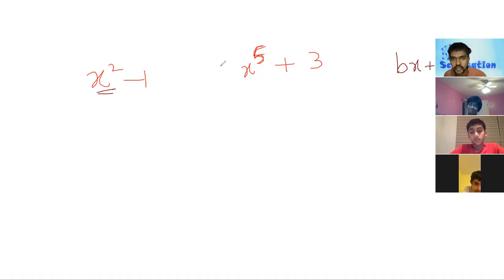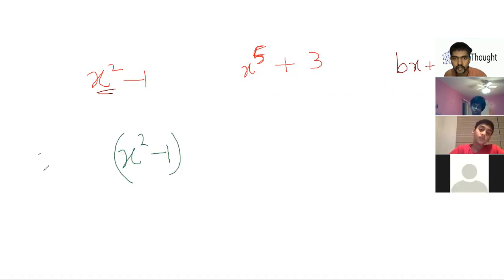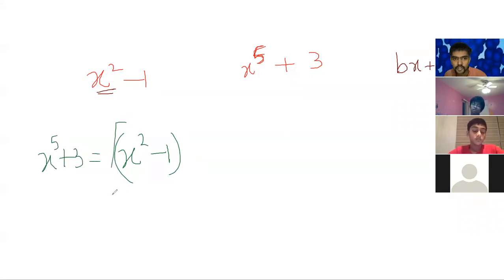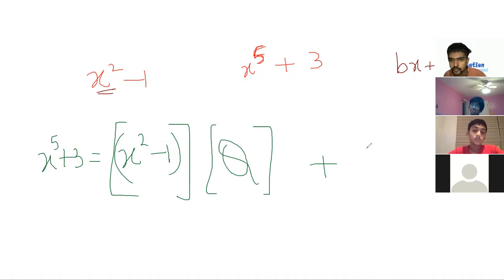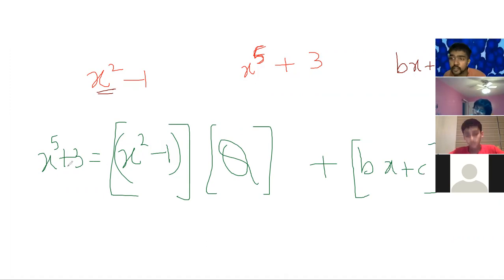So can I say x power 5 plus 3, which is my dividend, is equal to x square minus 1 into some quotient plus the remainder, which is bx plus c? Can I say this? Yes. And this is true for any value of x? Yeah, that should be possible.